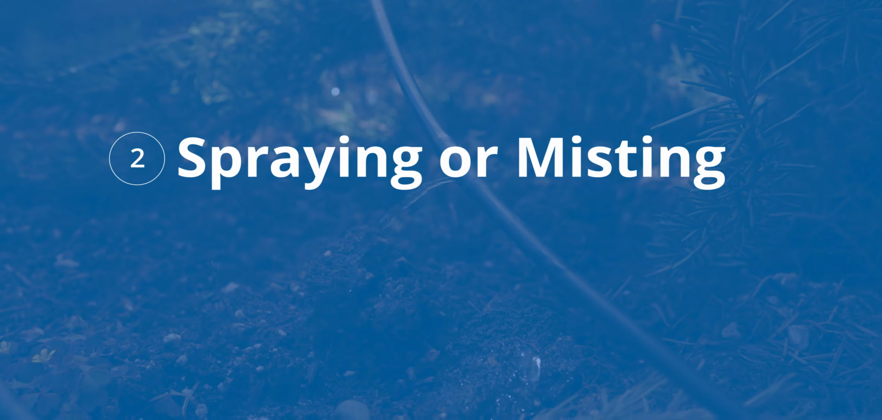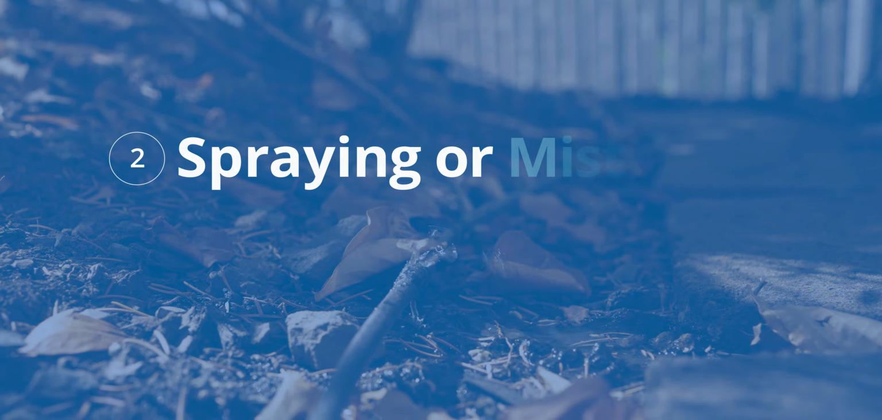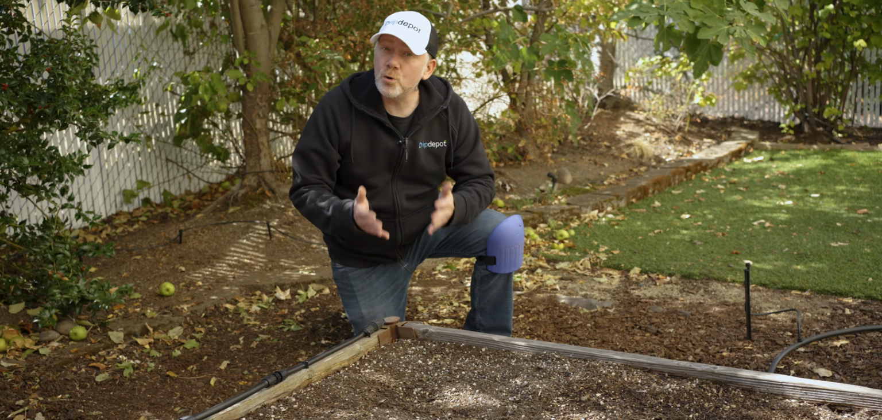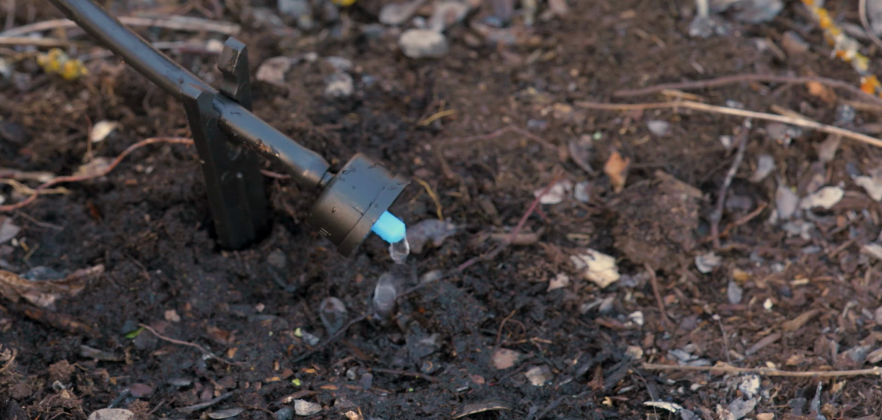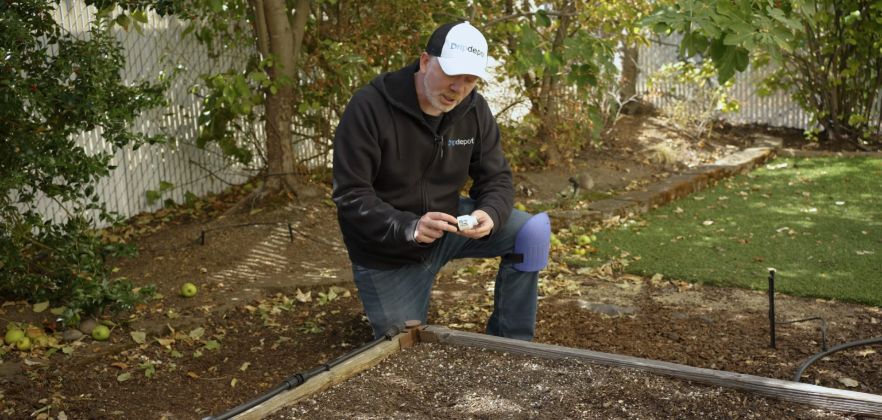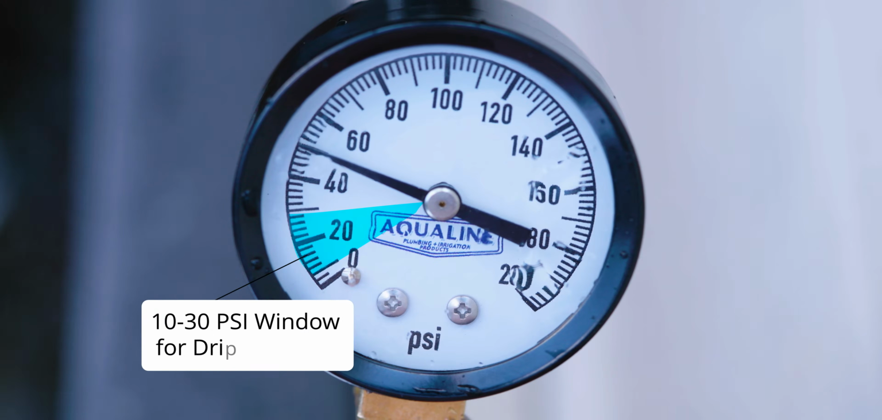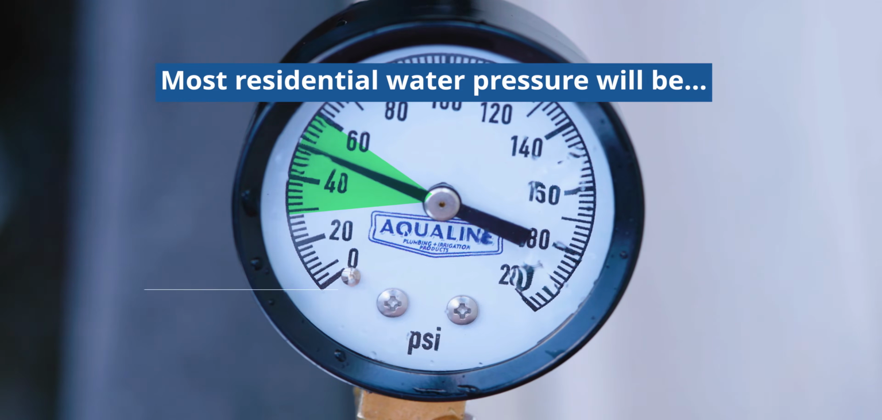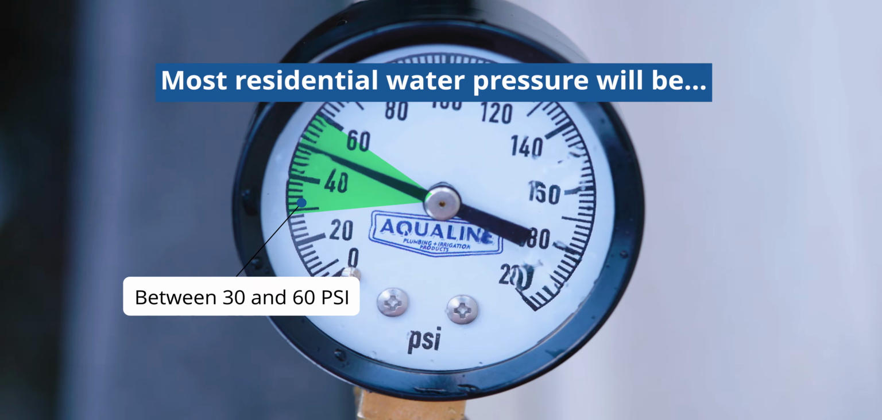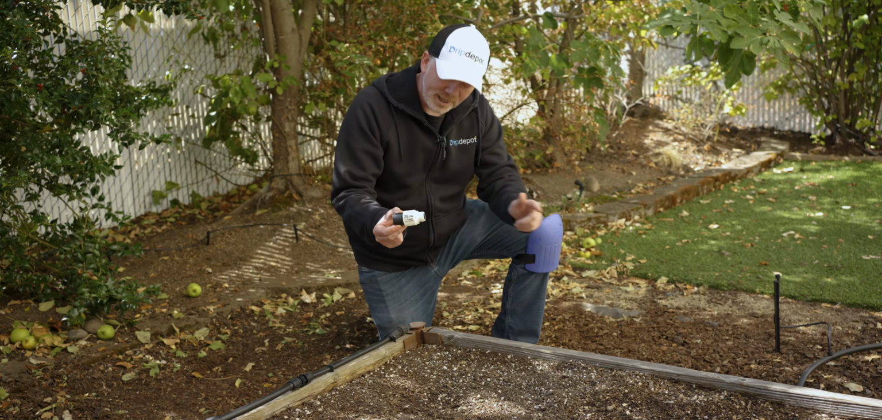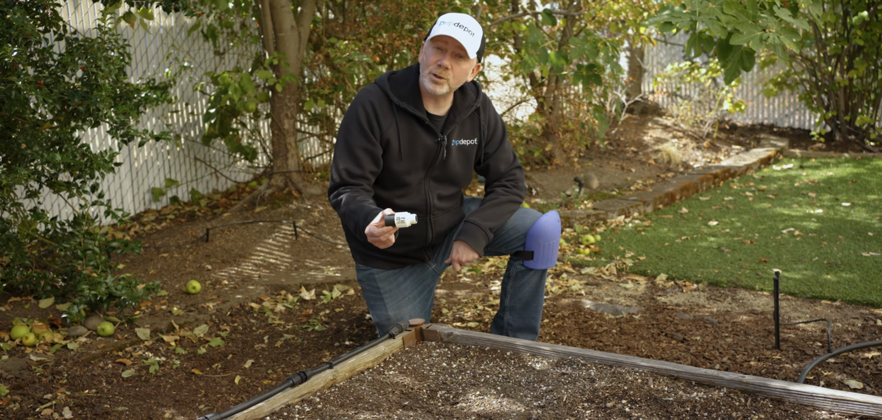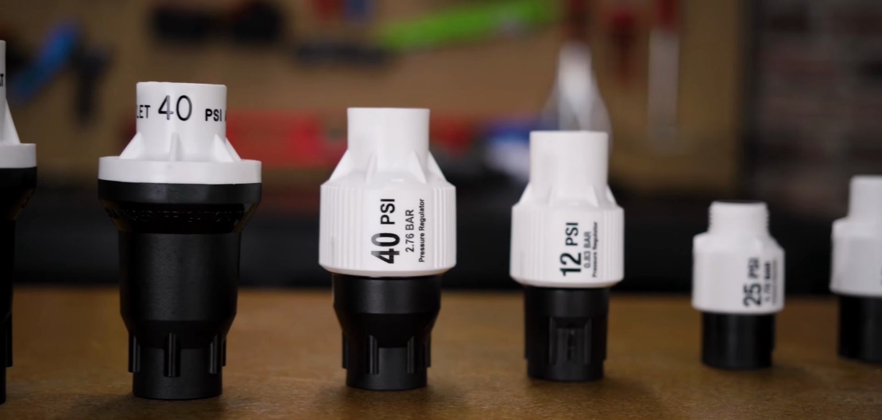Issue number 2, drippers spraying or misting instead of dripping. Usually, this comes down to having too much pressure, and this is actually one of the easiest problems to fix. If your drippers are hissing, spitting, and then continuing to spray or mist, all you probably need is a pressure regulator. Drip irrigation works best at anywhere from about 10 to 30 psi, and most residential water sources are going to be higher than that. All you have to do is thread one of these on at your hose bib or your head assembly, and it will regulate the downstream pressure and keep your drippers dripping as they should. Click the card in the top right to determine which regulator to get.